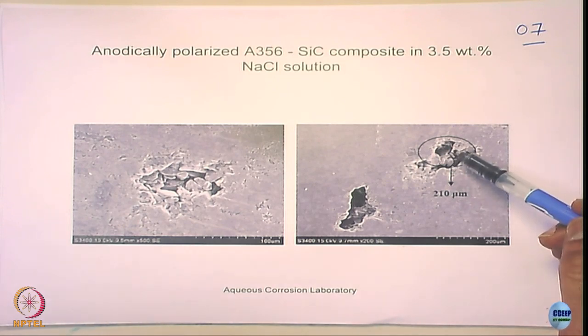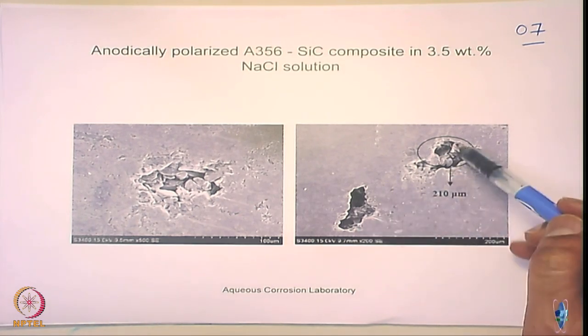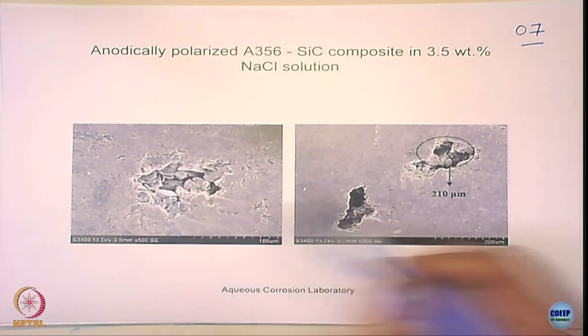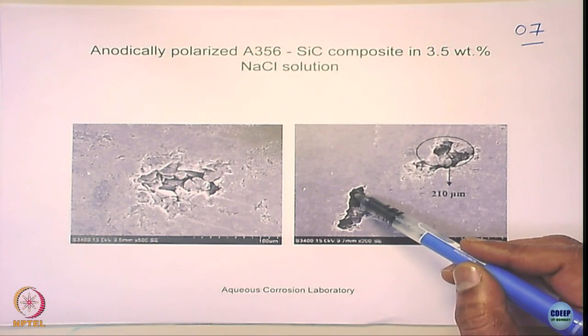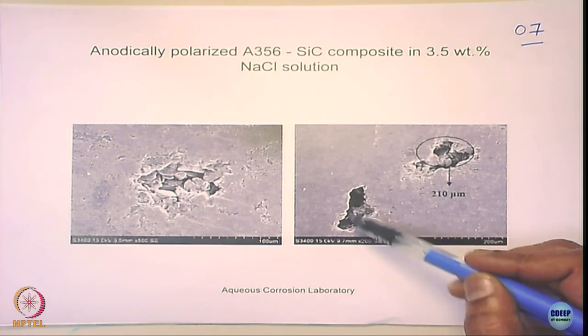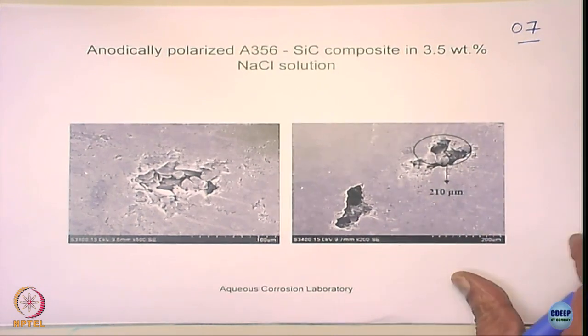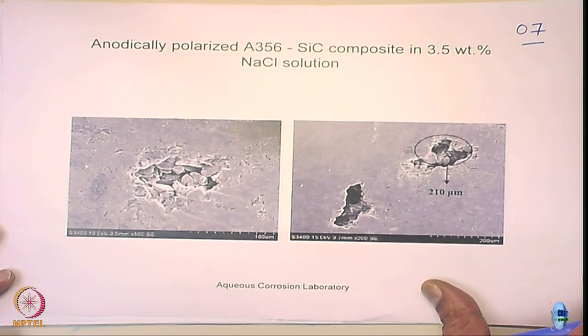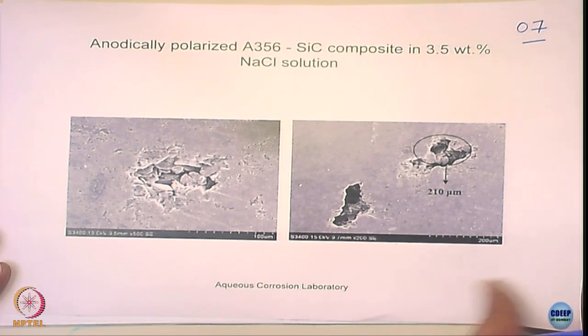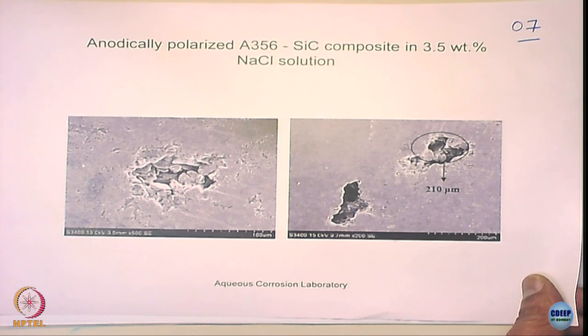So, you can see that the pits are more complex; they take the contour of some of these silicon carbides, okay. Look at this shape, it follows the contour of the silicon carbide particles. So, you can have an irregular pit based on the microstructure of the material. That means the metallurgy also plays a very important role in pitting of the steels and other alloys.